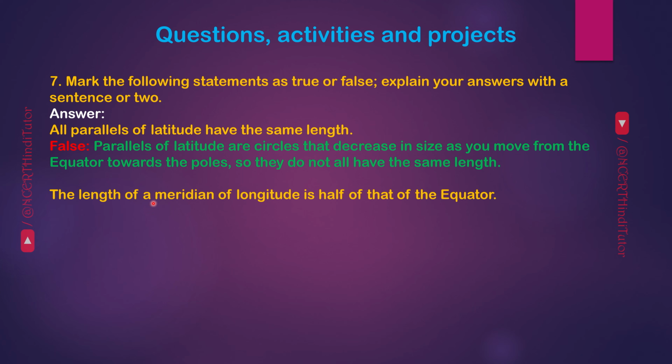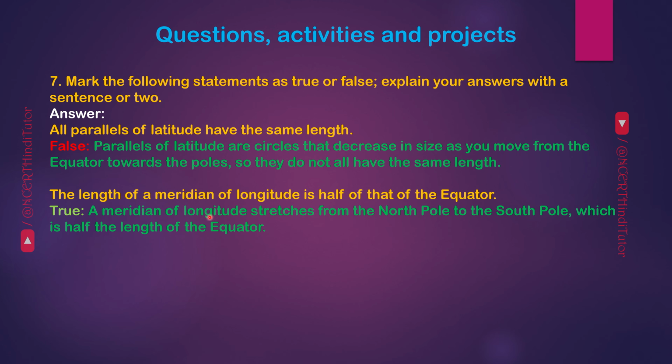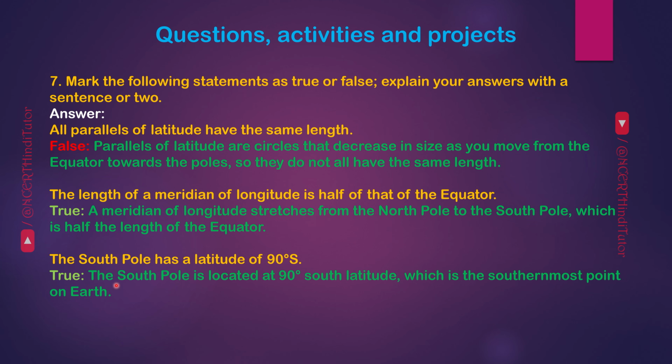Second, the length of a meridian of longitude is half of that of the equator. Answer. True. A meridian of longitude stretches from the north pole to the south pole, which is half the length of the equator. Third, the south pole has a latitude of 90° south. Answer. True. The South Pole is located at 90° south latitude, which is the southernmost point on Earth.